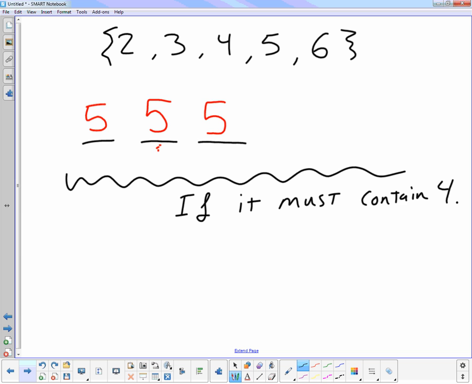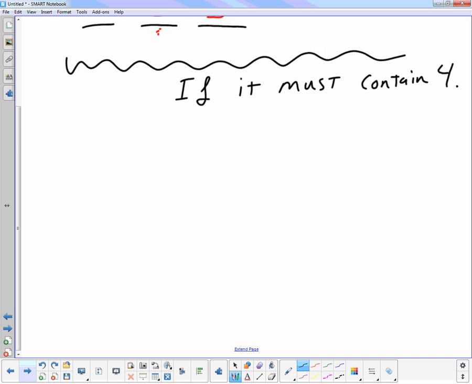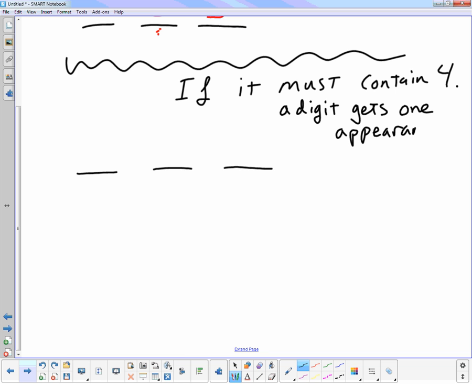You could first, well, let's first compute it using dashes, because that's very grounded and concrete. How many can I choose for my, no wait, let's go back to only being able to do it one letter at a time, okay? Must contain 4. A digit gets one appearance. All right? So I can't do 2, 2, 4. That wouldn't fly, right? Okay.